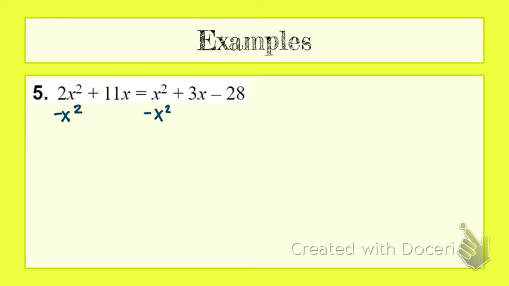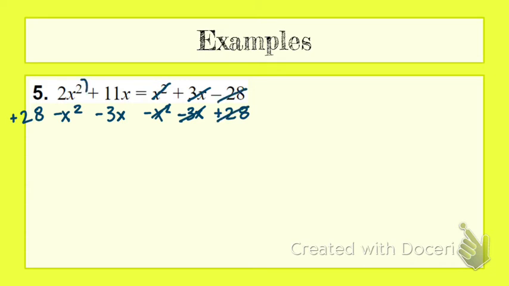We need to subtract, which is the opposite of addition, 3x from both sides. So like these two are going to give us 0. We're going to subtract 3x from both sides. That's going to give us 0. And then we need to add 28 to both sides. So I'm going to put that over here out of the way. This is going to give us 0.